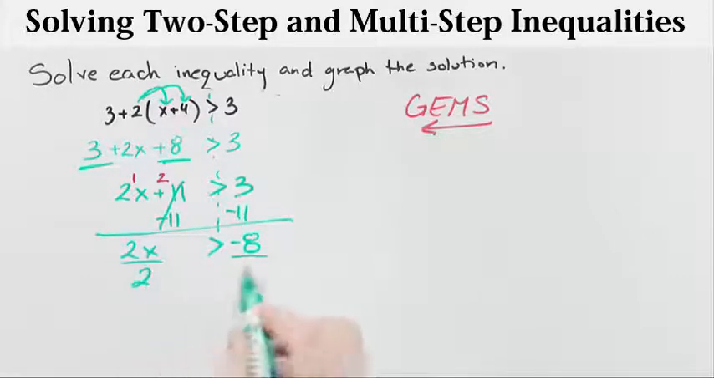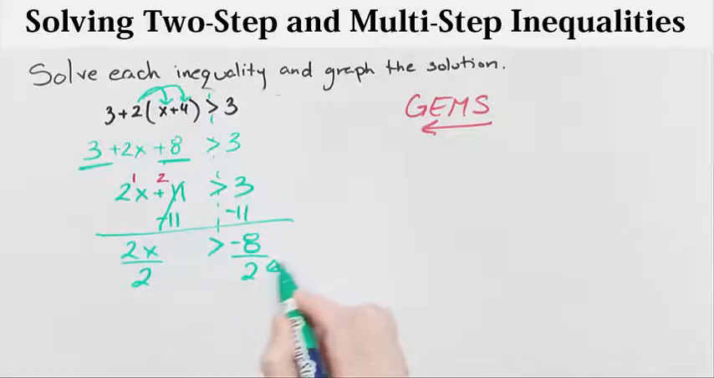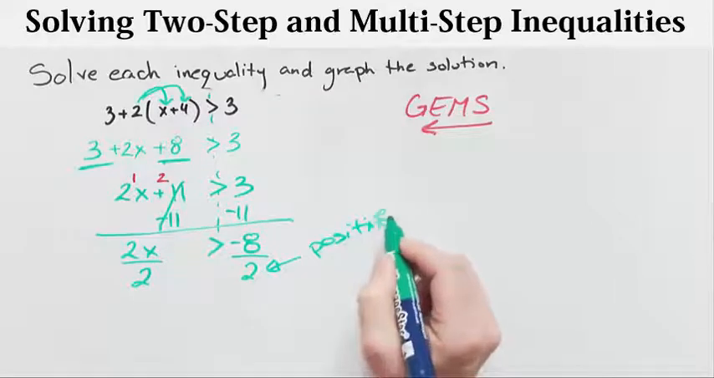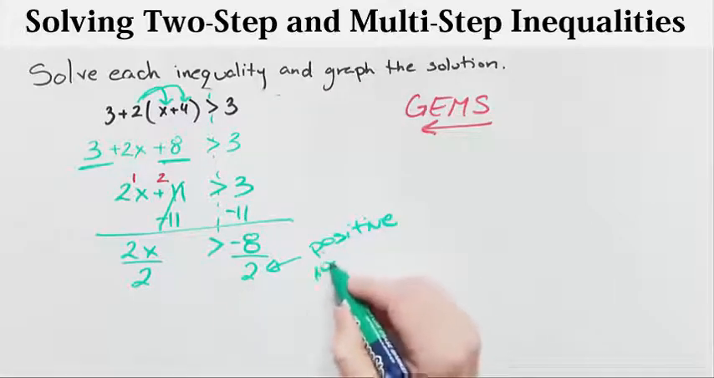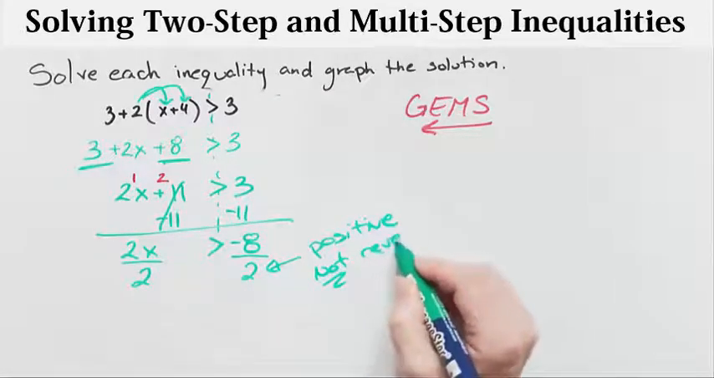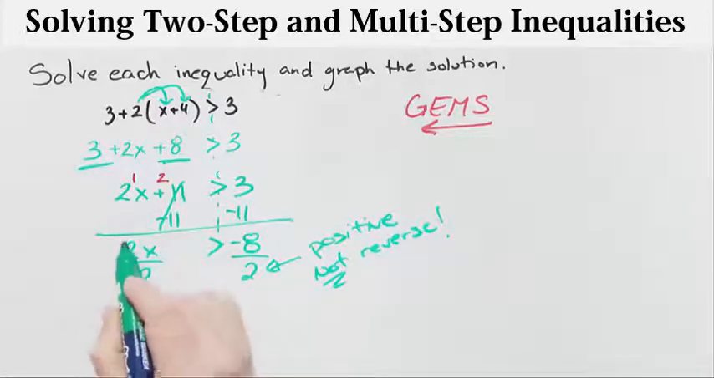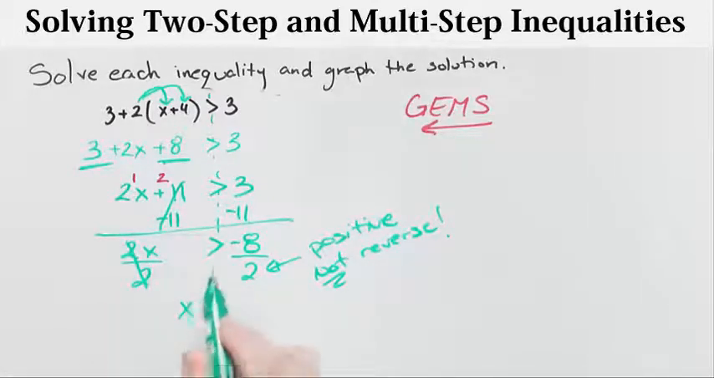The 2 is the number that is stuck, so the 2 is the number that we are dividing by. We divided, so you need to stop and look. This is a positive number that you chose to divide by. Positives do not get reversed, so we do not reverse our symbol. Symbol stays the same. 2 divided by 2 is 1, so x is greater than a negative 8 divided by 2, which is a negative 4. So we are going to graph x is greater than negative 4.